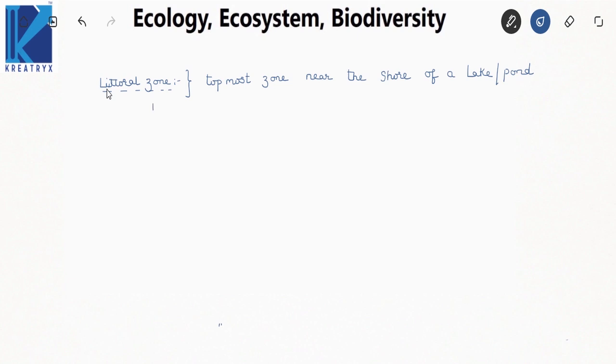This littoral zone is the warmest zone. Why is it the warmest zone? This zone can absorb most of the sun's heat. That's why this zone is warmest.